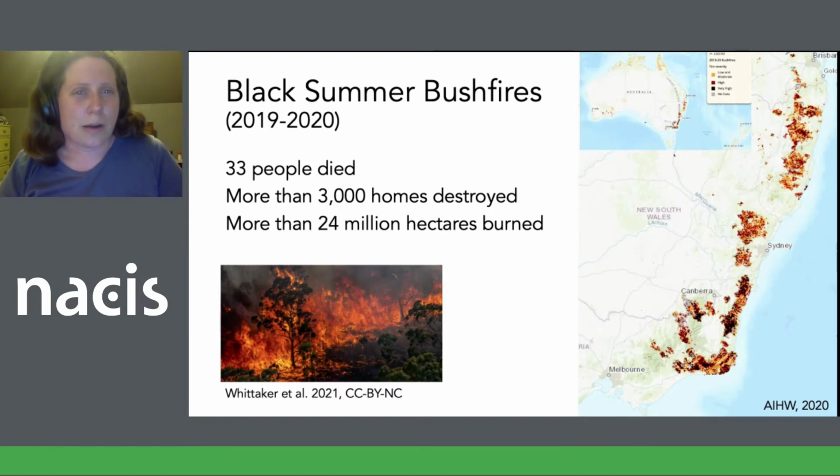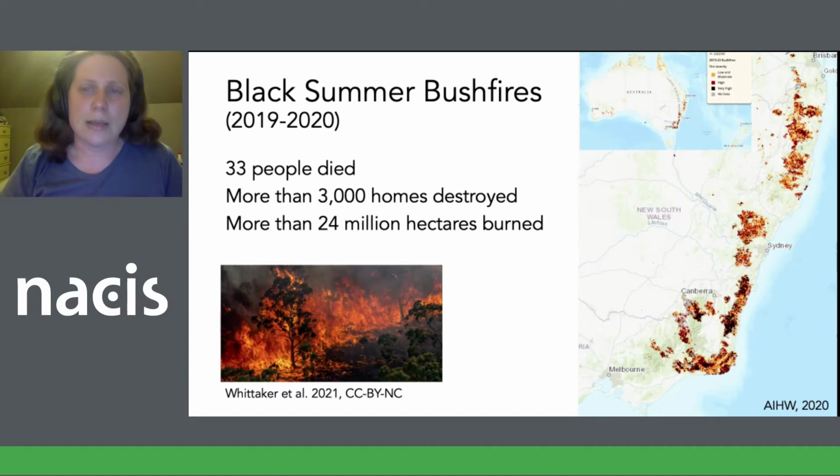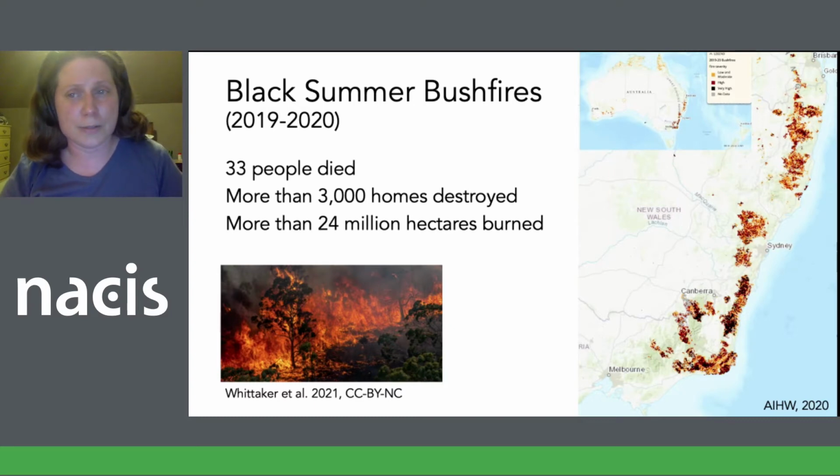So these events are more likely to become frequent with a warming climate. So we really need to be smart in Australia about how we manage the impacts while we're hoping that climate change mitigation efforts will eventually reduce the frequency and severity of these fires.